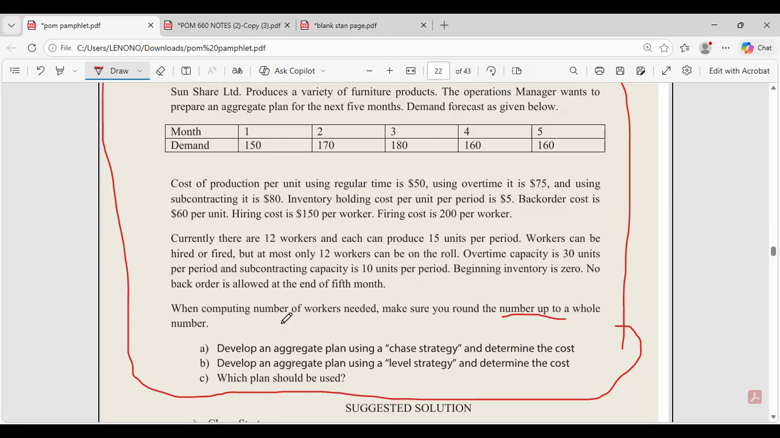Okay, so it's very clear. You know the current workforce, so there are 12 workers. These are cardinal points. One person is able to produce 15 units.